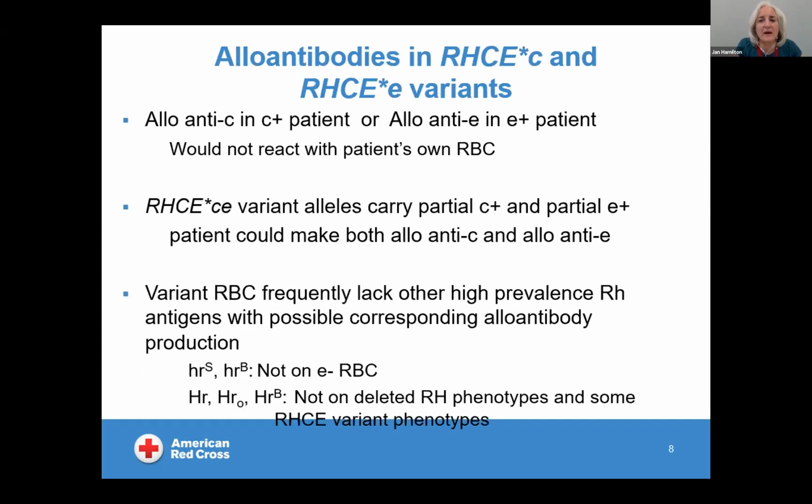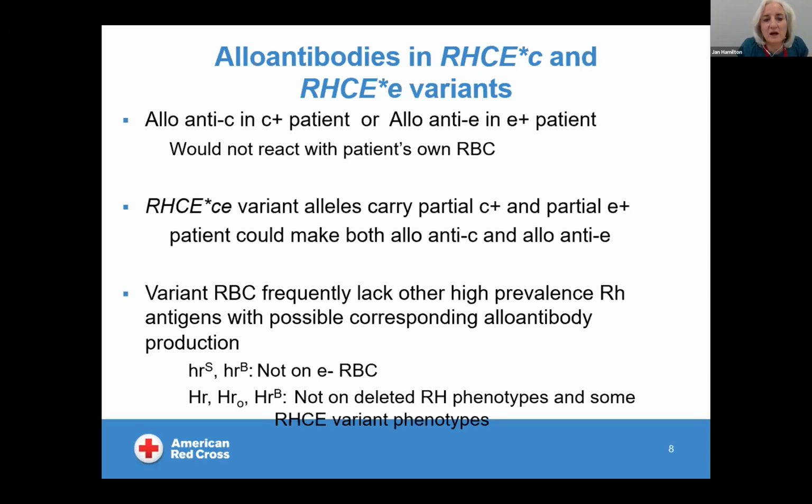So what about the antibodies that these patients make, particularly, again, those with little c and little e variants? Well, sometimes it's simple. It may look like the patient has an allo anti-little c or an anti-little e, but the red cells type is antigen positive, and they aren't reacting with the patient's own cells. Rarely, though, is it quite that straightforward.